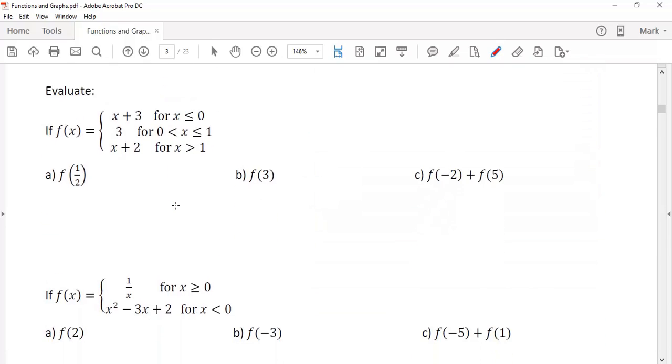Alright, so I'll do this first set with you, then you guys can do the second set. So we want to find f(a half). When x equals a half, which domain is it going to be in? It's going to be between 0 and 1. So f(a half) would follow the rule, in this case it's just 3, so we don't need to substitute anything. So when x equals 3 now, that's greater than 1, so we've got to follow the rule x plus 2. Remember, same as before, we just sub in the number where the x is, so 3 plus 2, and we get 5.